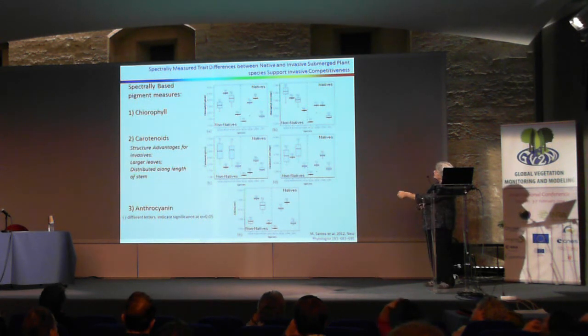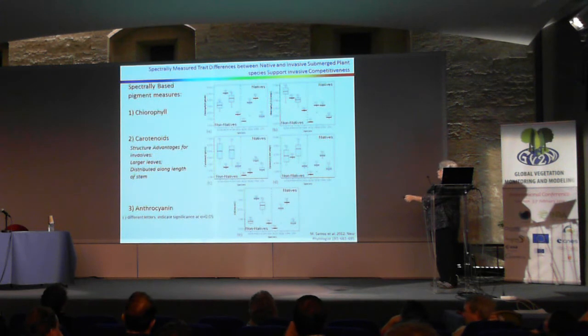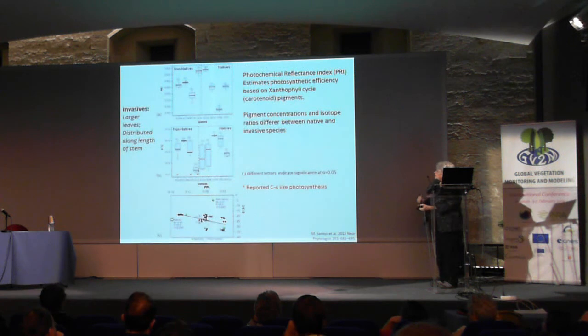In this example, I want to stop in just a second. We looked at what makes an invasive species successful. In this case, spectrally determined properties. So we looked at chlorophyll content for natives and non-natives, and carotenoids and anthocyanins, which are pigments.